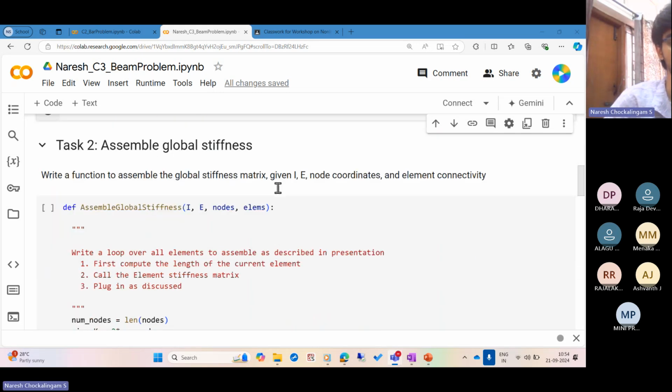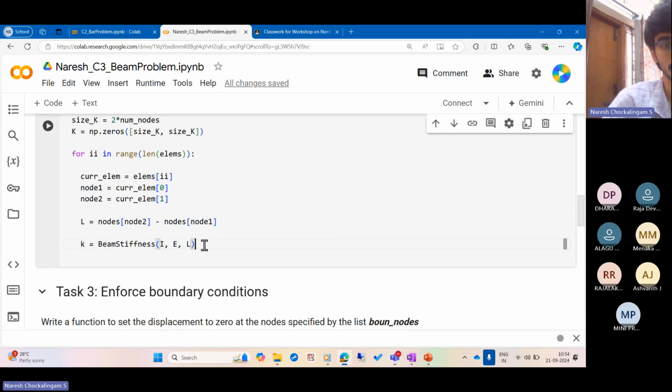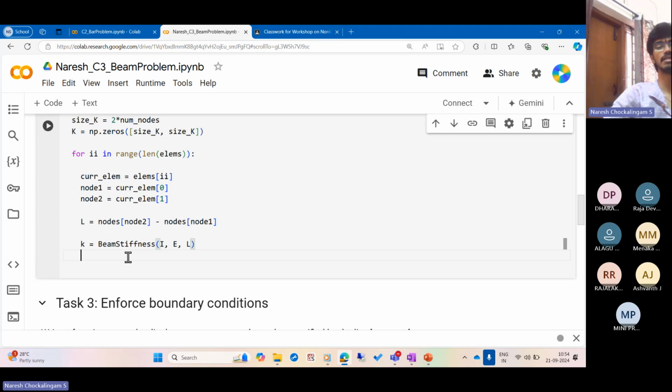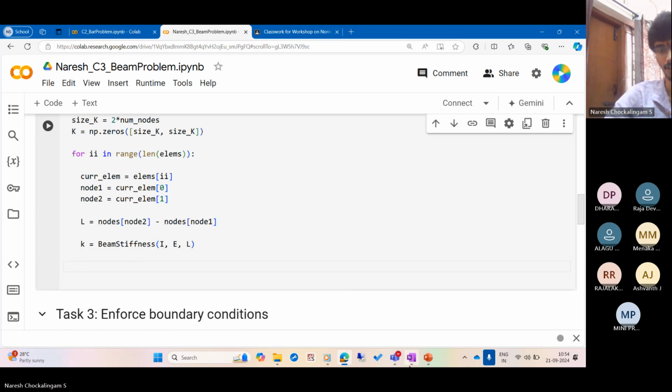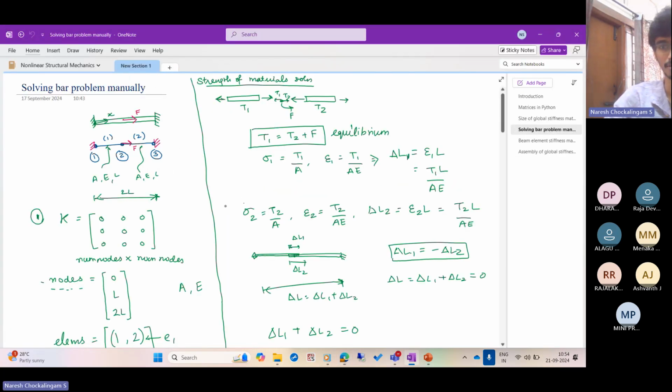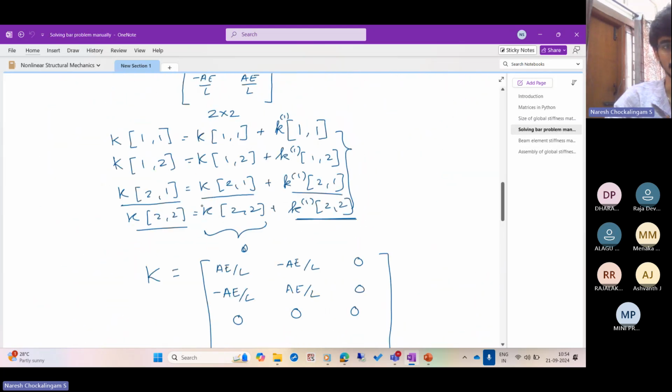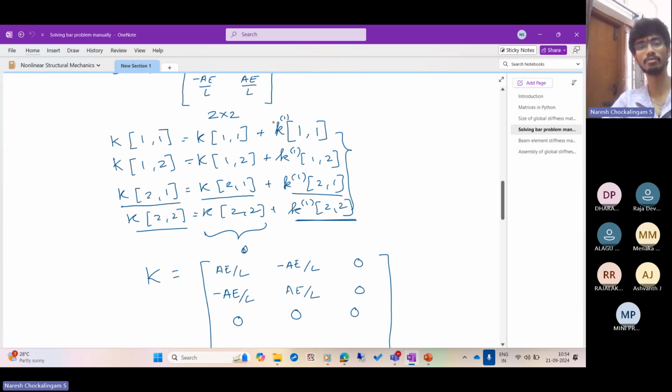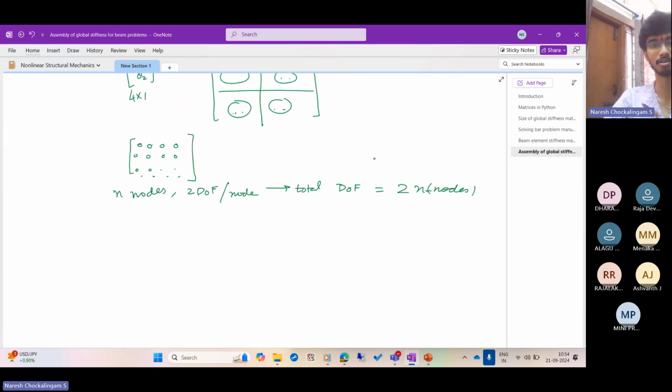Okay, good. So now this will return the local stiffness matrix, or the element stiffness matrix. Now, what was the next step last time? We have to plug it in. If you see the bar problem, we took the local element and plugged it into the correct place in the global matrix. We had a global stiffness matrix, and you fill it with the local matrix numbers. So here also you will do the same logic.